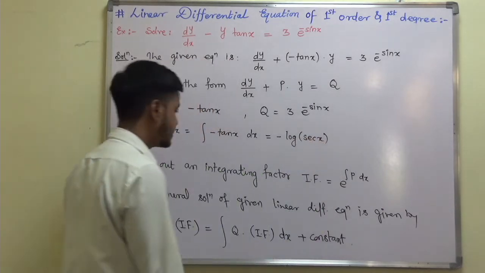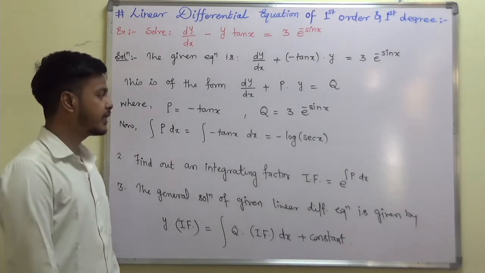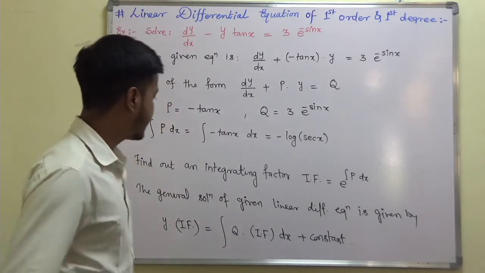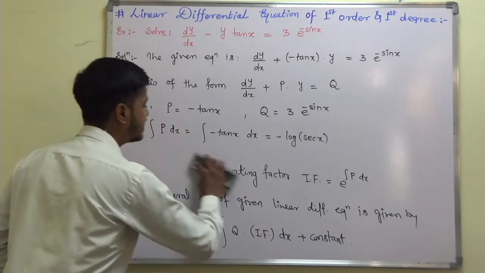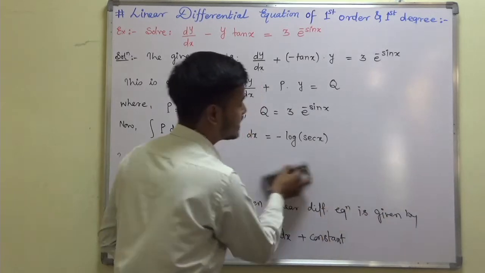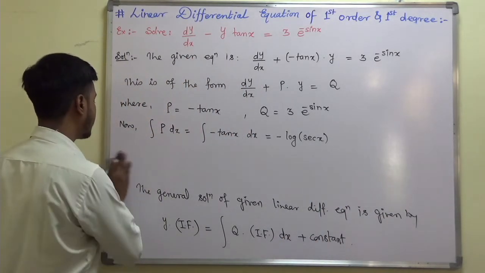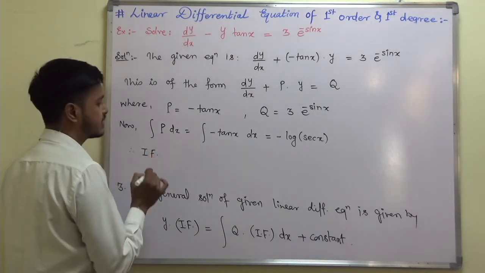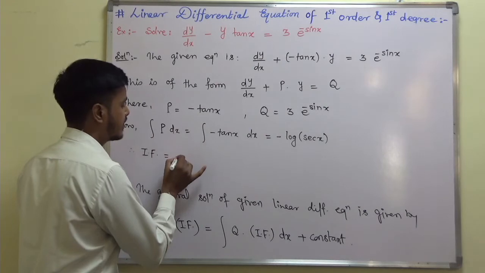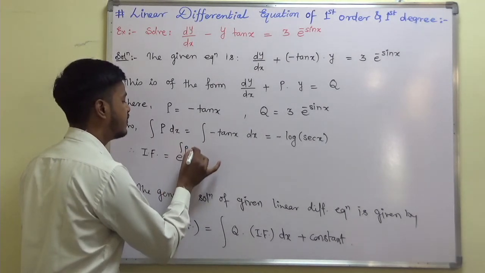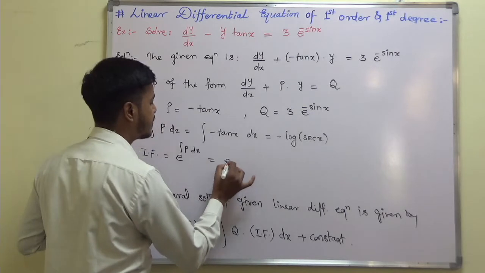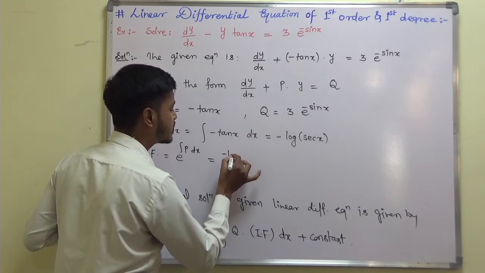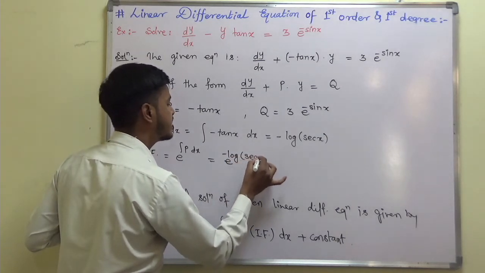Don't write plus c here in the integrating factor. So minus log of secant x. Now you can easily write down the integrating factor, right? So what is the integrating factor here? Therefore, the integrating factor is equal to e to the power integration of p dx, which is e power, what is integration of p dx? We have just found that, minus of log of secant x.